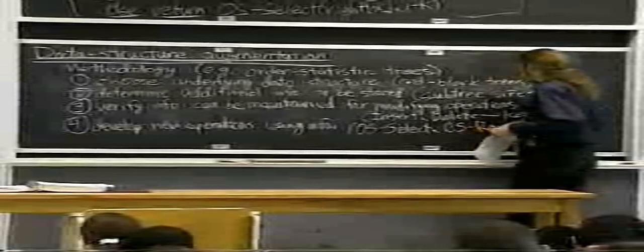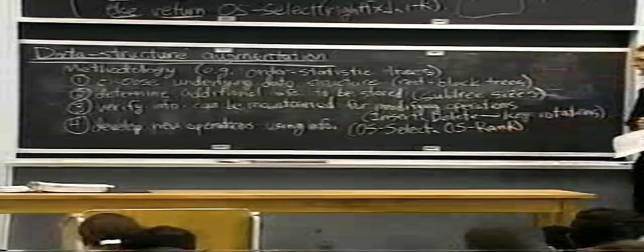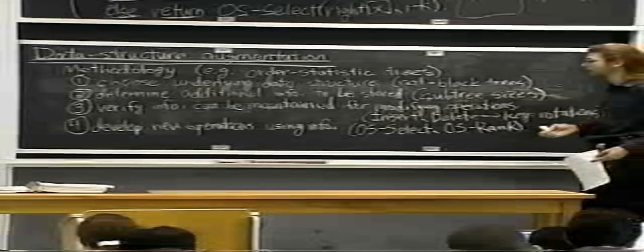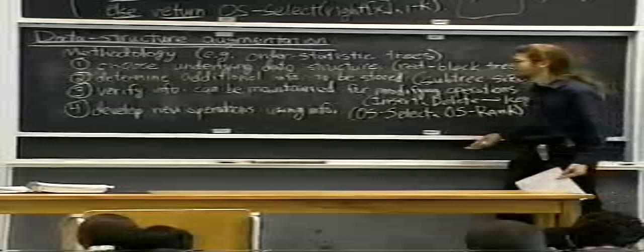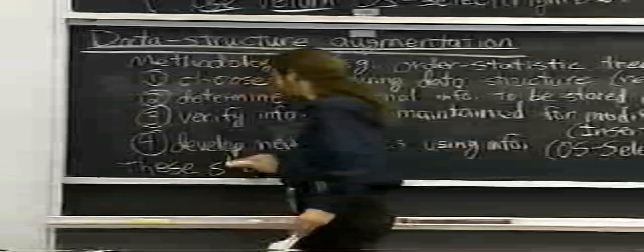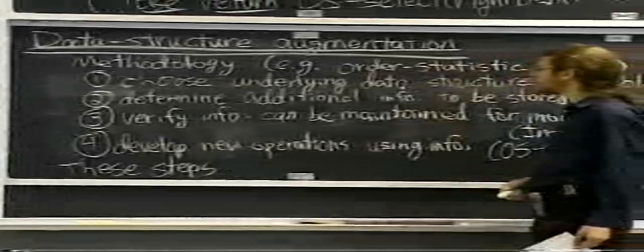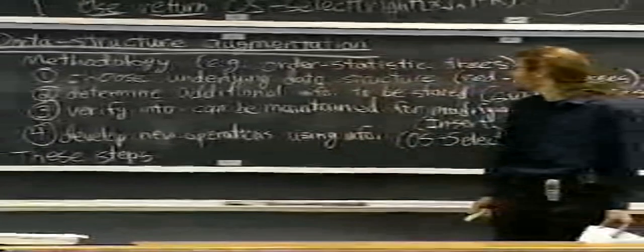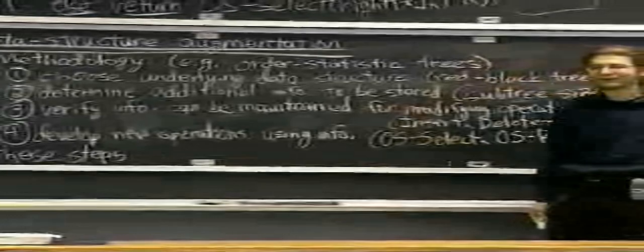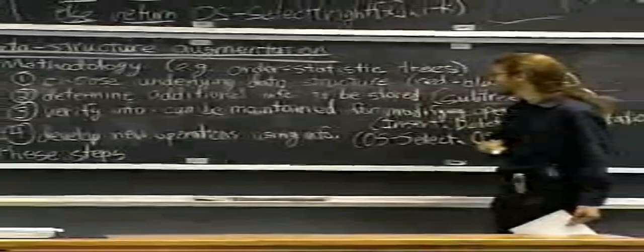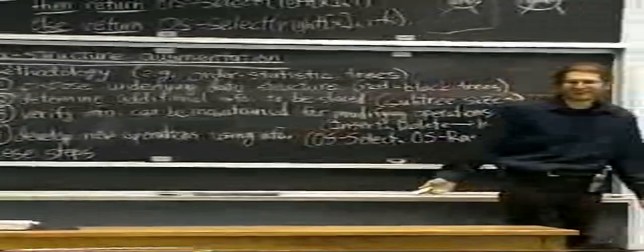Okay, good. So in this example, we wanted OS-Select, order statistic select, and OS-Rank, order statistic rank. Cool. So those are the four steps. But these are not really sequential steps. It's not that you do one completely out of the blue, then decide to think of some new information you'd like to keep, then check that you can maintain that information if you're really lucky in step 2, and then maybe do something useful with it. That's not how it goes.